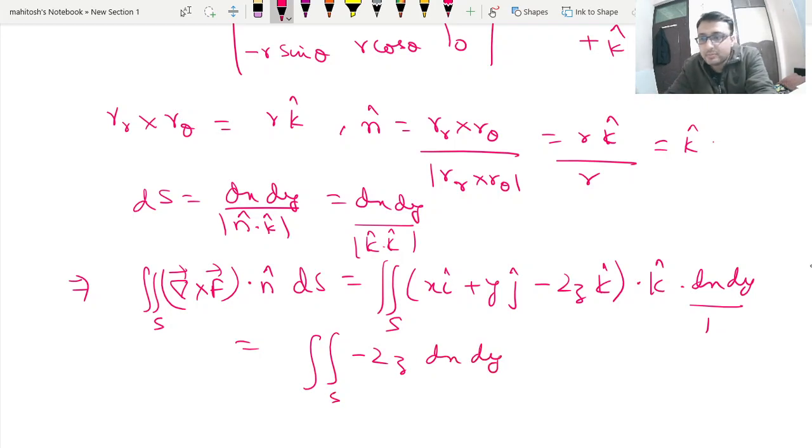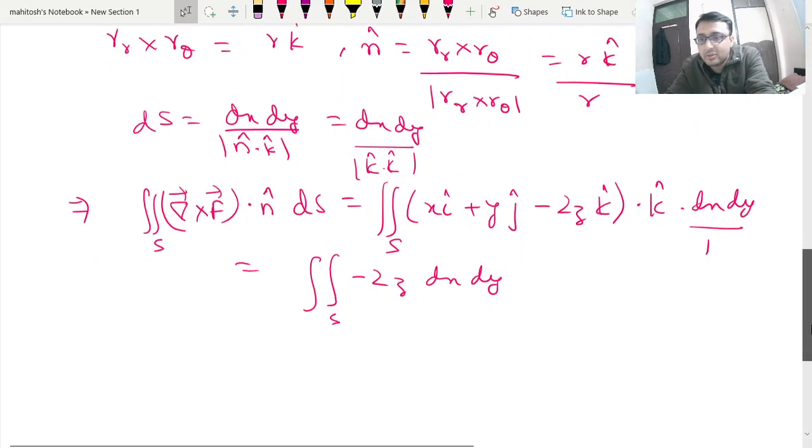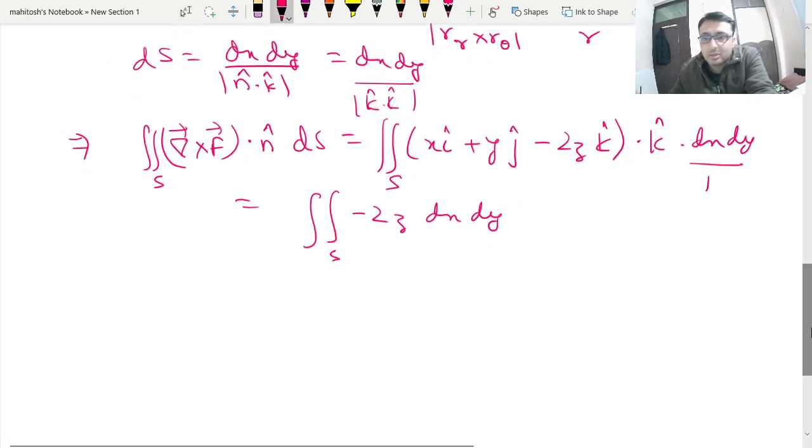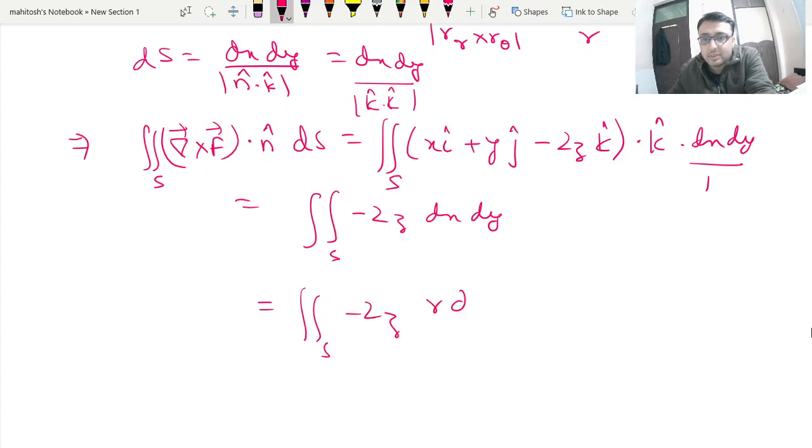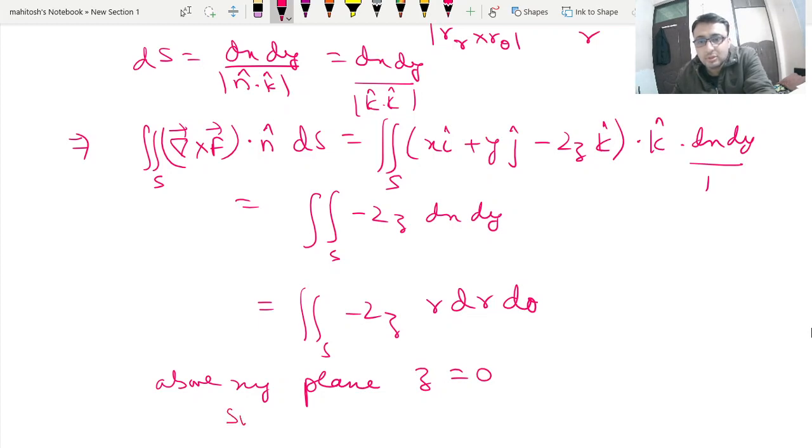Now over the xy plane, z is equal to 0, so we can further write this as minus 2z, and we can change using Jacobian from dx dy into r dr d theta. So above the xy plane, z is equal to 0, so this your surface integral amounts to 0.